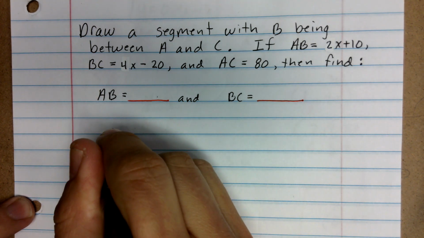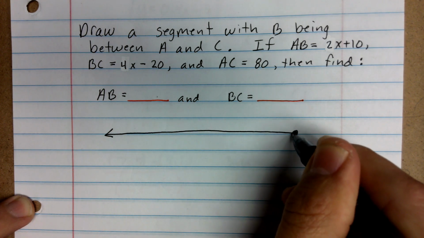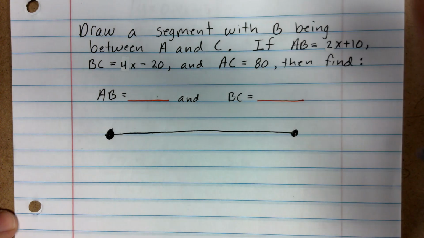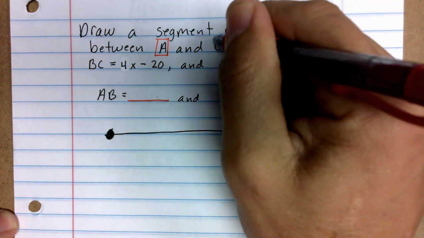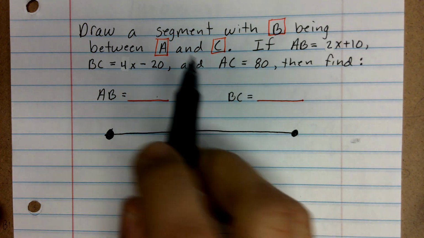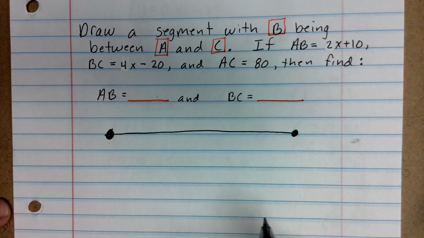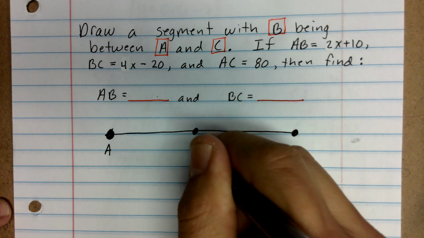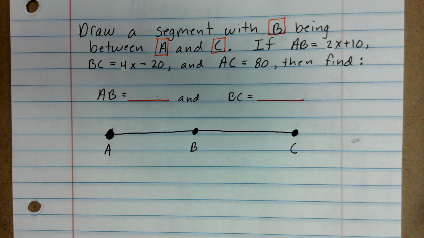So let me go ahead and draw a number line real quick, or I should say a line segment. Let's make this a line segment and put some points on it. Now there's going to be 3 points. It told us there was going to be a point B, a point A, and a point C. So it tells you to draw a segment with B being between A and C. In other words, A is going to be at the beginning, B is going to be between, and C is going to be at the end. So now that we have an image, we can go ahead and start putting some numbers down.